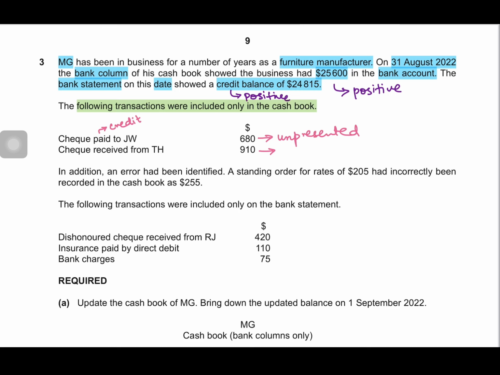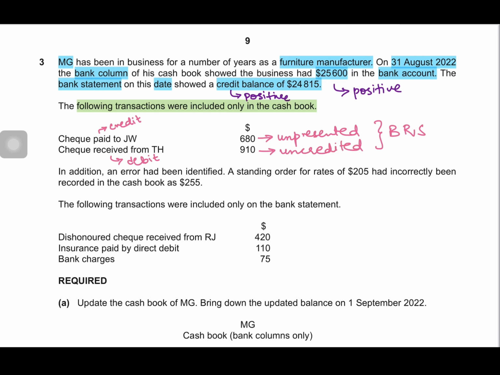And the second is cheque received from TH. Received means being recorded on the debit side of my cash book, and that will be adjusted in the bank reconciliation statement as uncredited deposit.